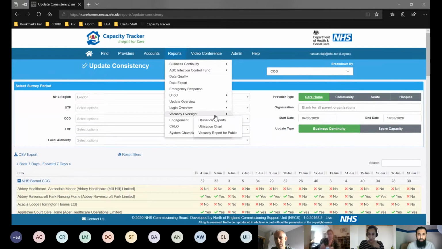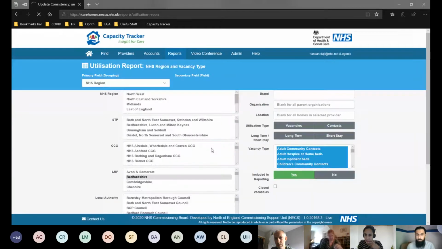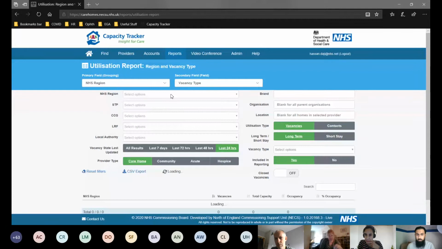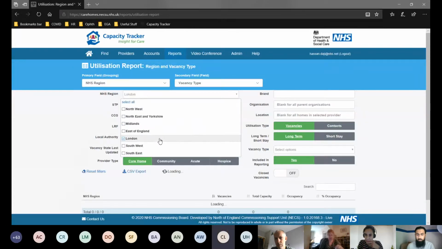Sanjeet, is there anything on the chat around the report? So shall I move on? Chris, was there anything relating to the reporting section? So yeah, we had one.